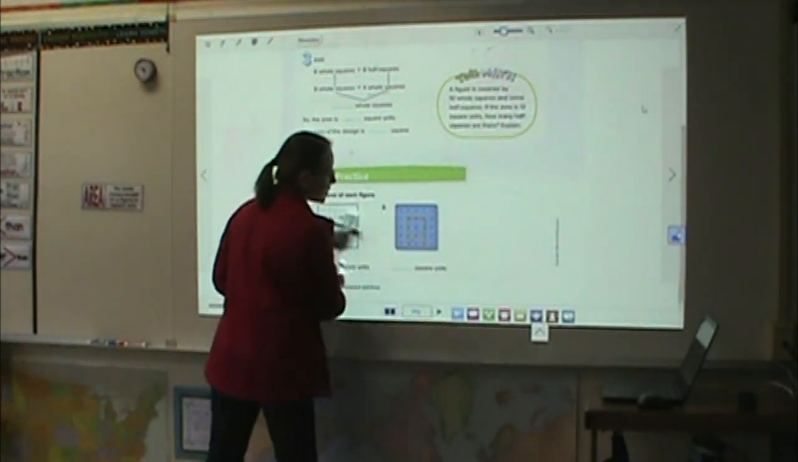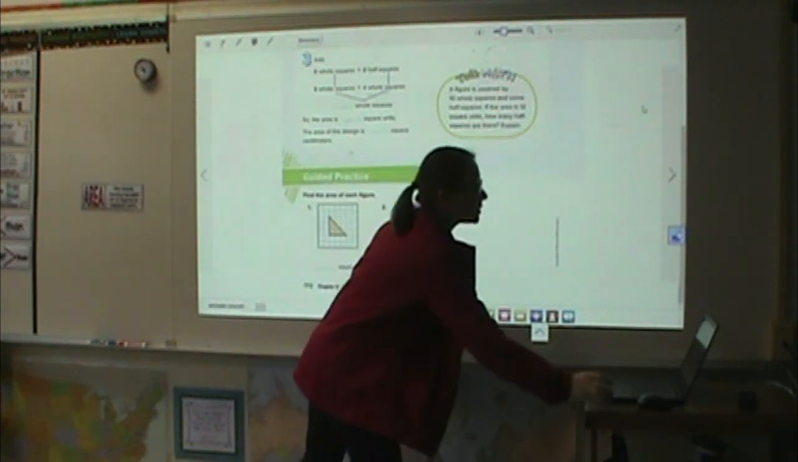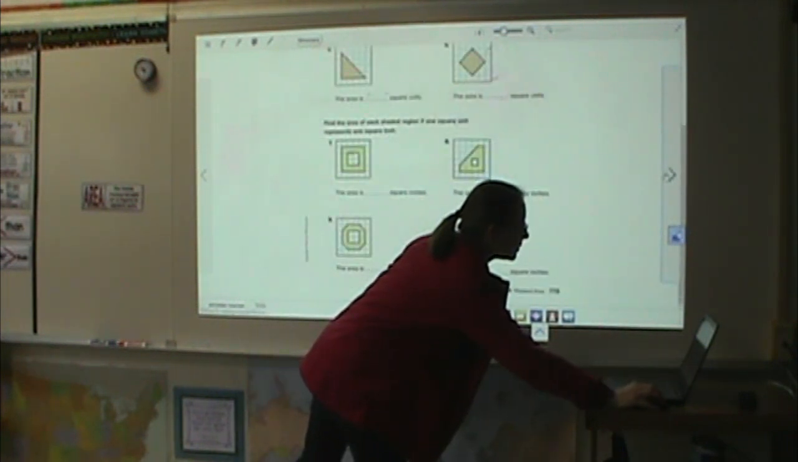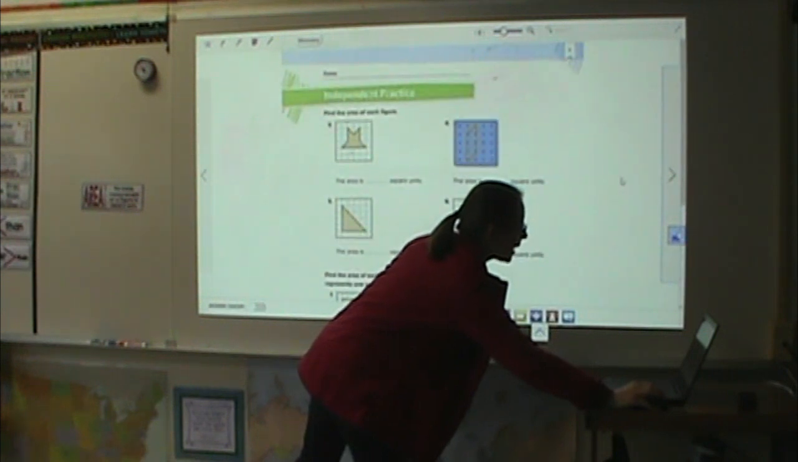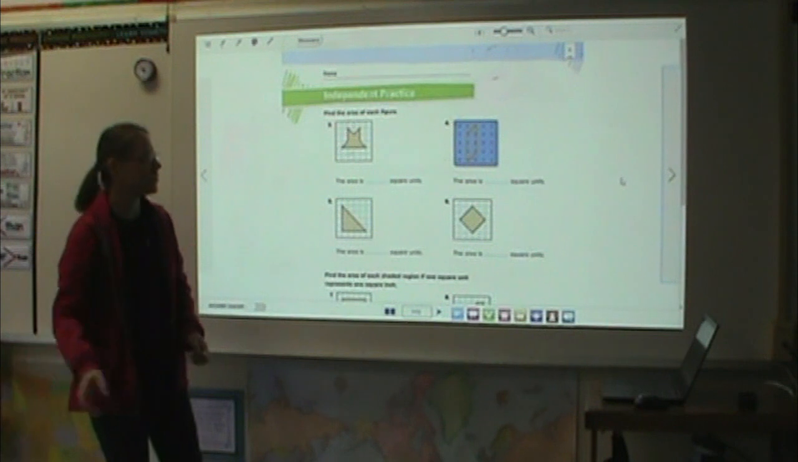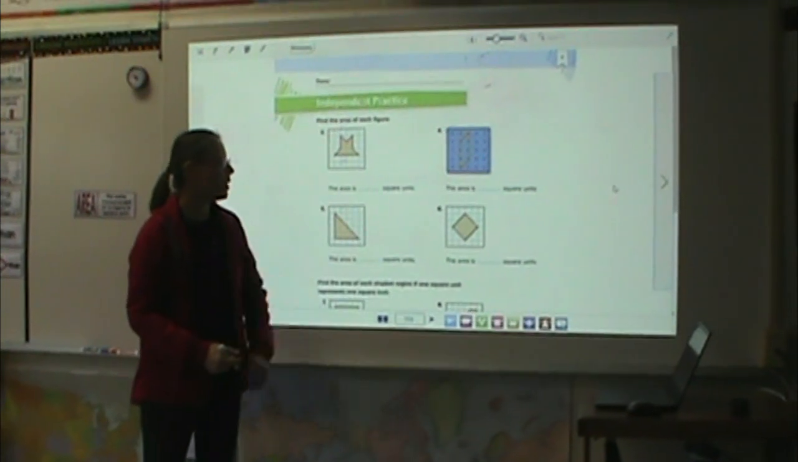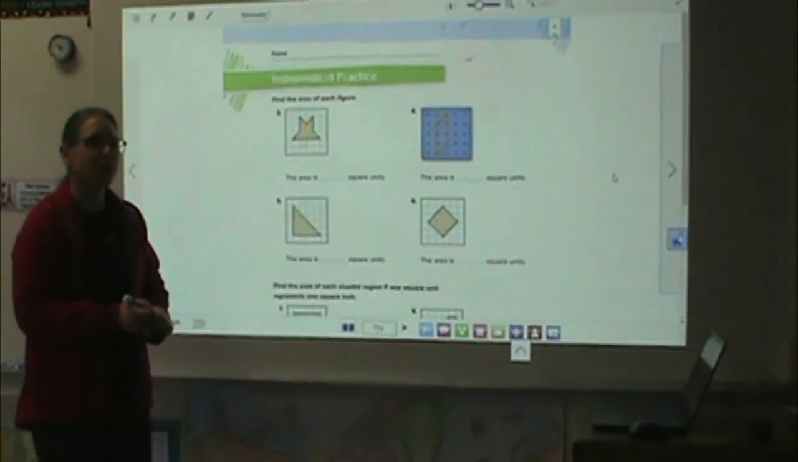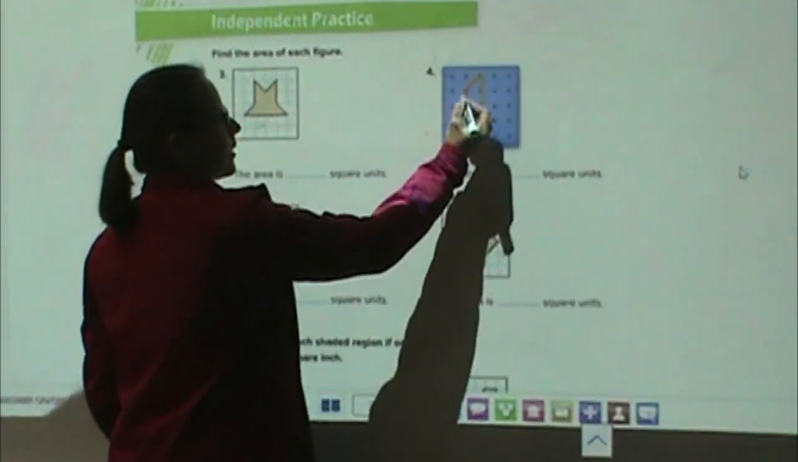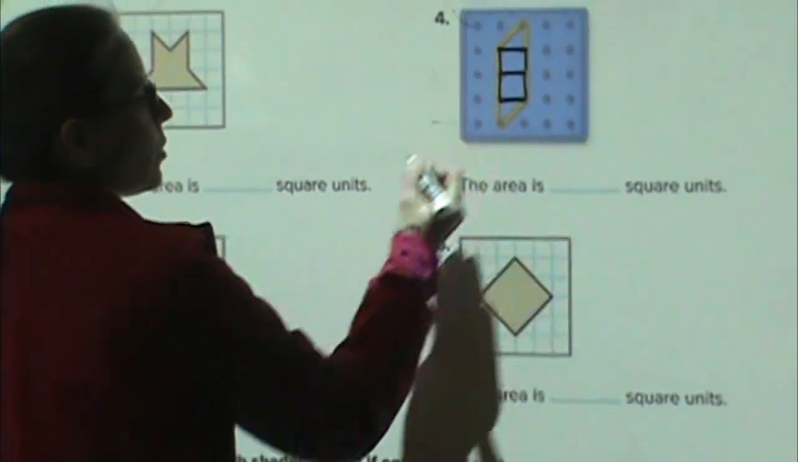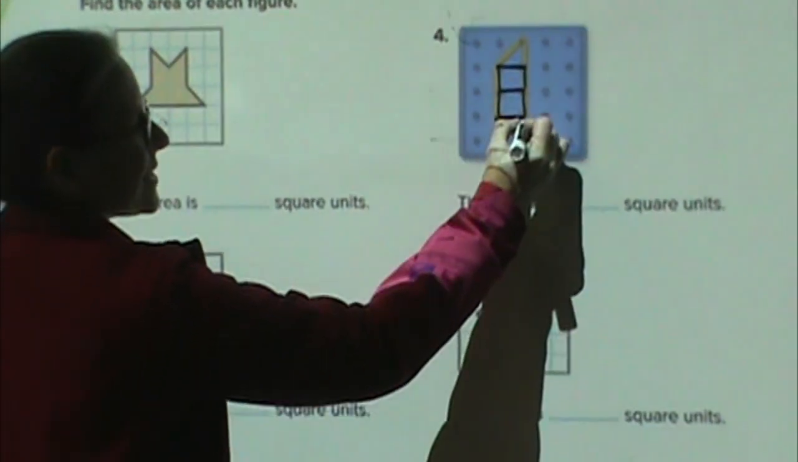Flip now to the independent practice, and we're just going to do a couple of those together. If you're in my class, you know I like to do a couple in each section, so we're going to go ahead and do that together. I think we're going to do all the evens on this page. This says find the area of each figure. It's a geoboard, so I'm going to go ahead and color in my space, the wholes and the halves, just so I can see it better.